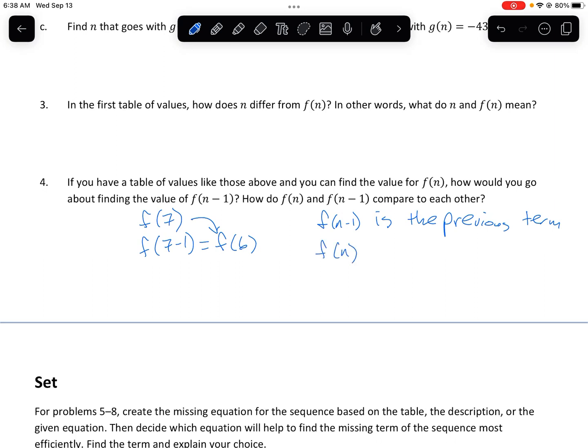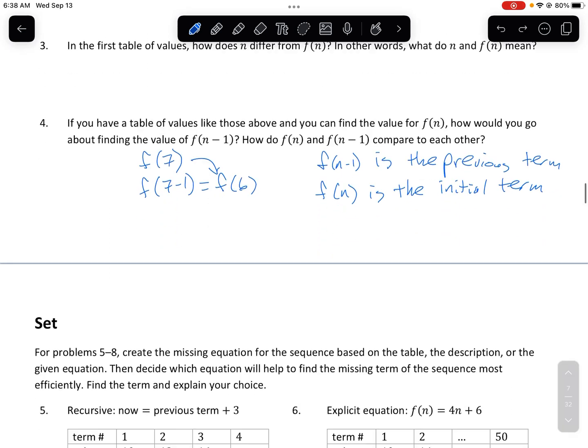f of n is the term you're looking at, the initial term, I guess. Something like that. So if you have f of n like f of 7, f of n minus 1 is going to be the one before it. And that's a really important concept from this section you need to be aware of, because you're going to see f of n minus 1 in functions as we move forward.